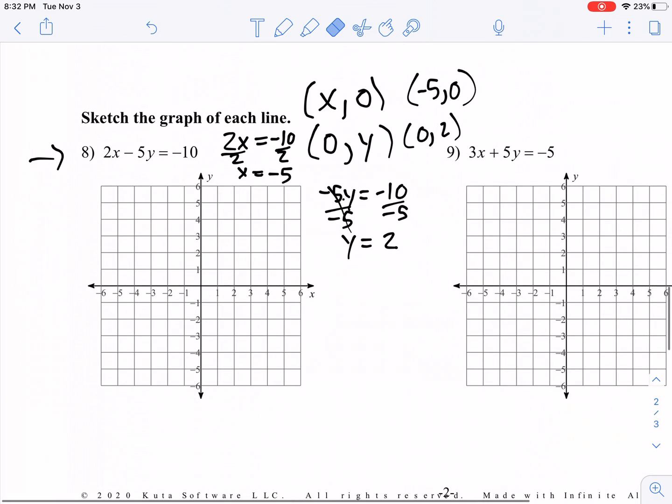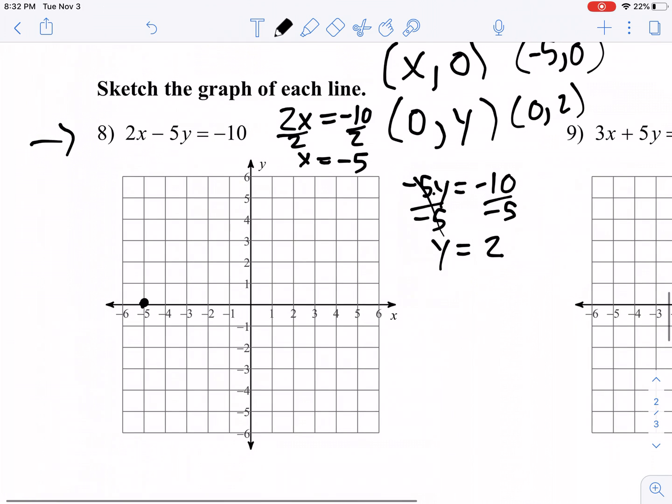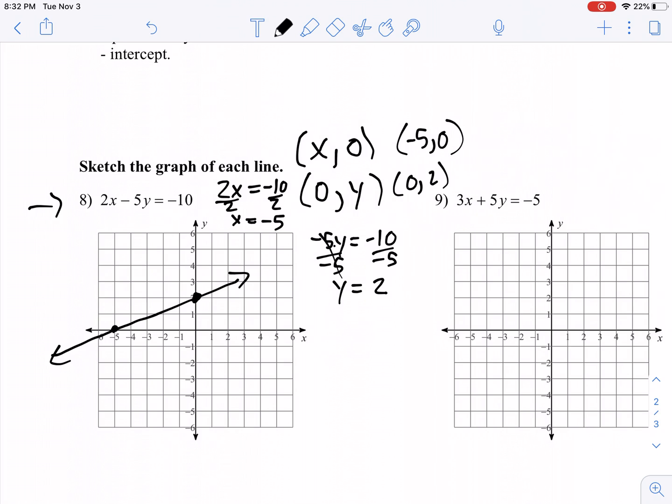So now I have 2 points. I have my x-intercept and I have my y-intercept. I can plot those. So let's plot negative 5, 0. I'm out at negative 5 on the x, up 0 on the y. So negative 5, 0, that's my x-intercept. Then my y-intercept is 0, 2. So I'm out nothing on the x, not going left, not going right, but I'm up 2 on the y. Now I have 2 points. I have enough information to graph my line. So I only need those 2 points to be able to graph this line.